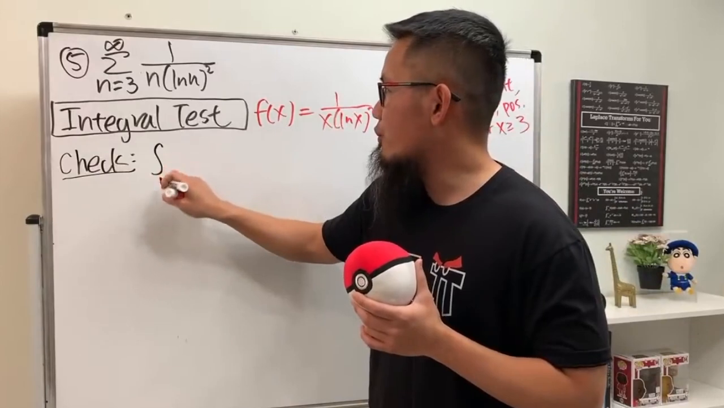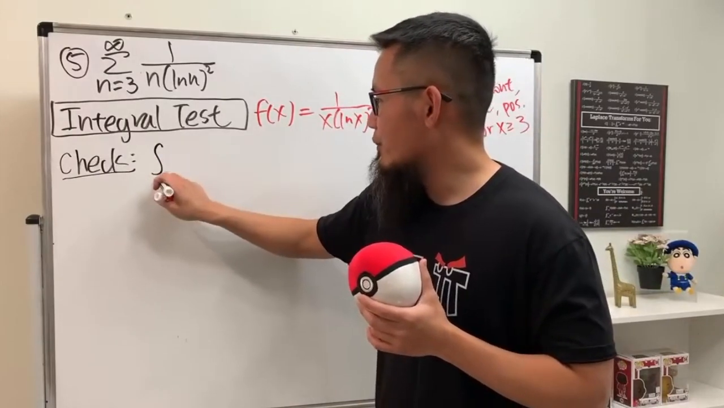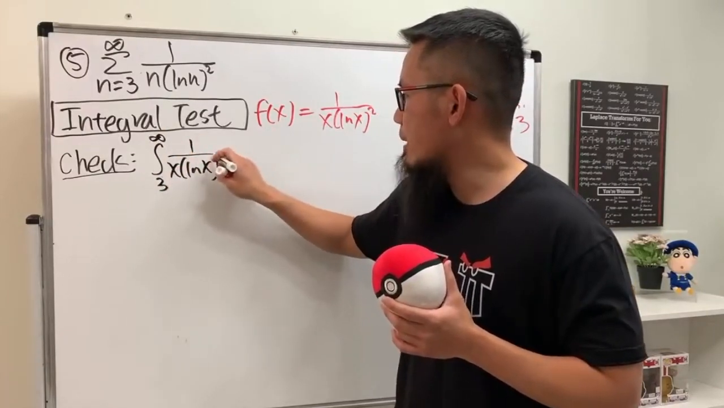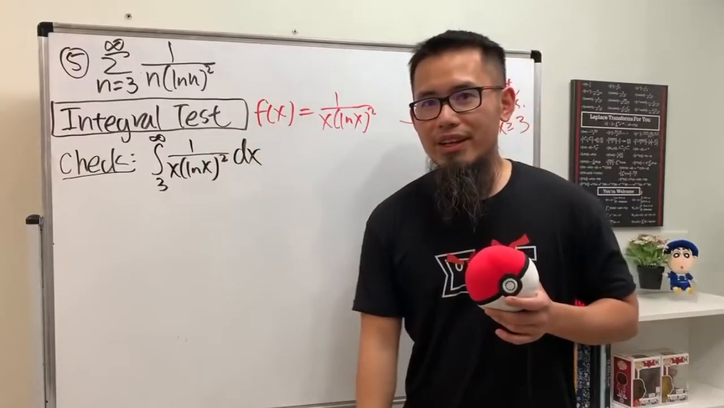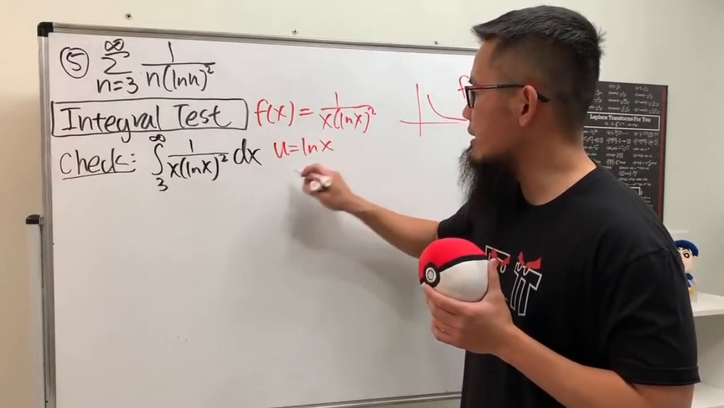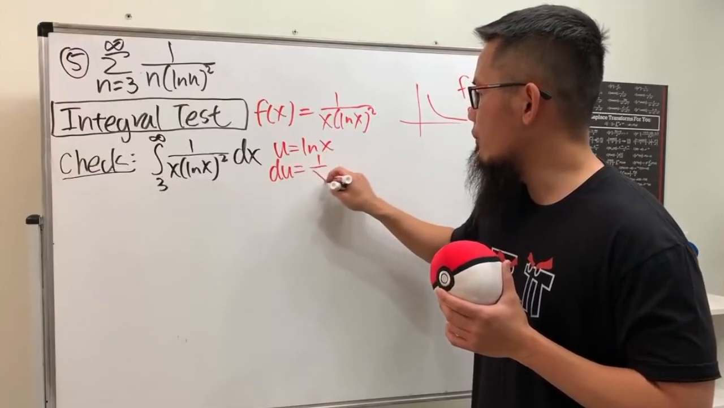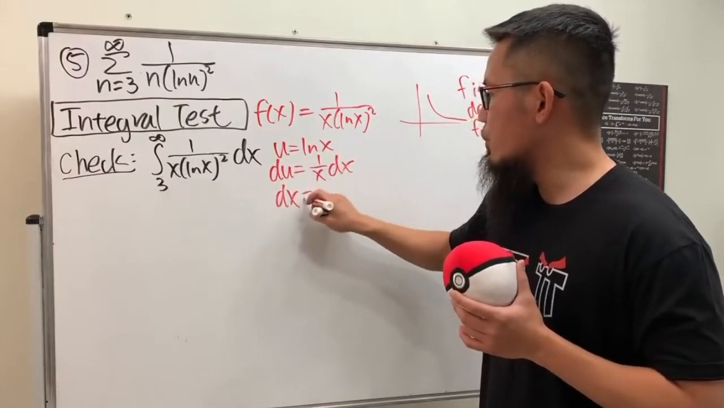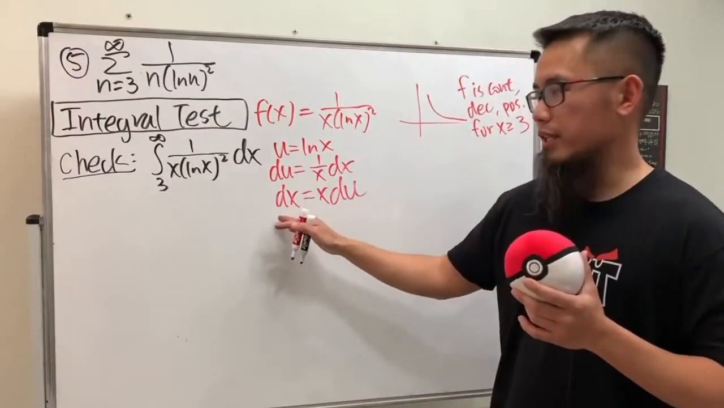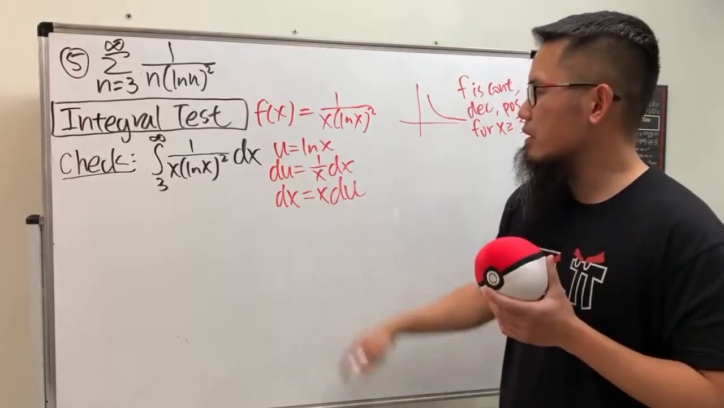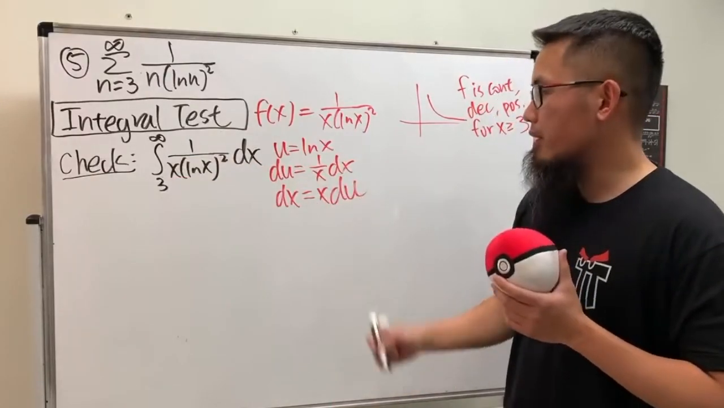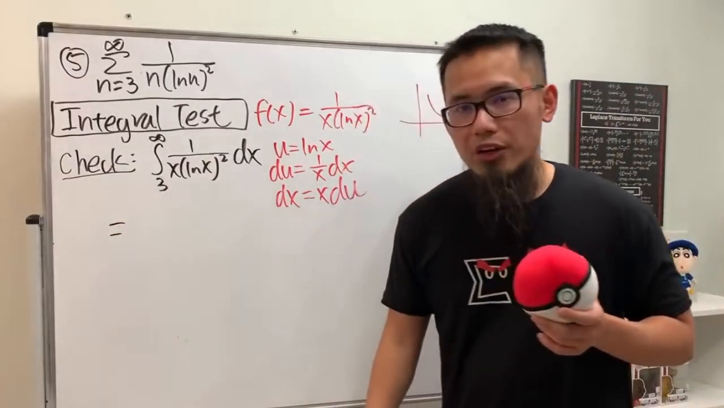Check the integral going from 3 to infinity, 1 over x times (ln x) to the second power dx. For this, we can let u equal ln x, and you can see that du is equal to 1 over x dx, and dx is equal to x du. If you have been following me, you know I like to isolate the dx so that you can see the cancellation better. Anyway, can we finish everything in the u world?